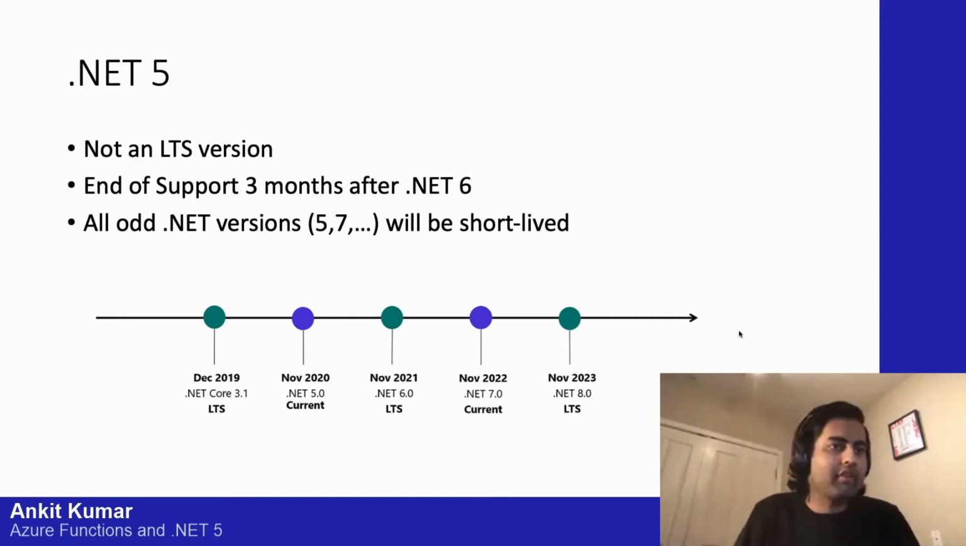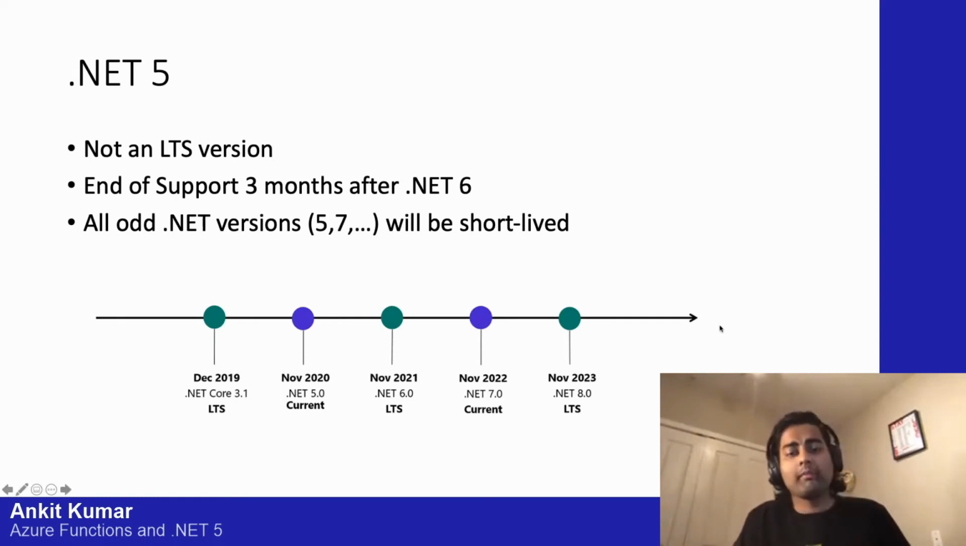Only the even versions, like in the diagram here, you see .NET 6 and .NET 8, would be LTS versions. .NET 5 is not going to be receiving security patches and bug fixes past, I think, January or February of next year, right, 3 months after .NET 6 is GA.